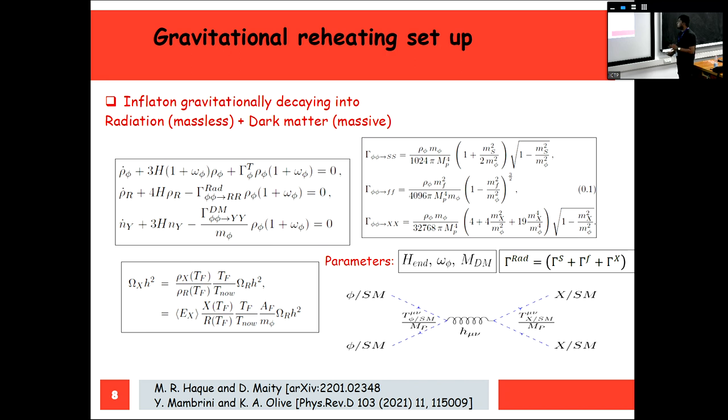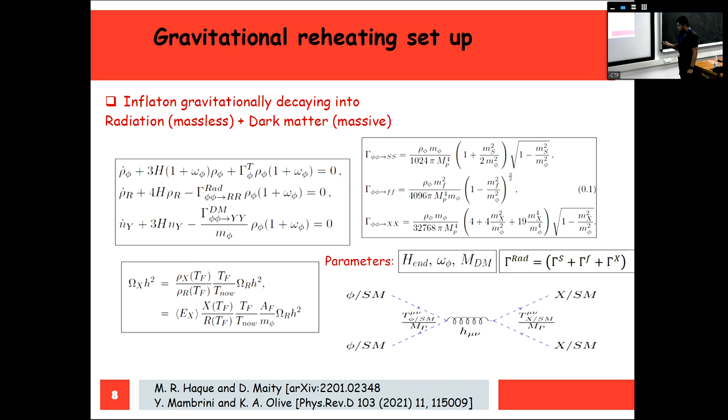So here in our framework, there are only three parameters. One is the inflation energy scale, another is the inflaton equation of state, which is connected with the exponent of the potential. Because if you consider a φ^{2n} kind of potential, then using the virial theorem, if you average out those oscillations, it is easily connected through ω_φ = (n−1)/(n+1) for a φ^{2n} kind of potential. And another parameter is the mass of the dark matter. And the total radiation decay width depends on Γ_s, Γ_f, Γ_χ. This is basically the scattering rate from φφ to scalar, fermion, and gauge bosons.